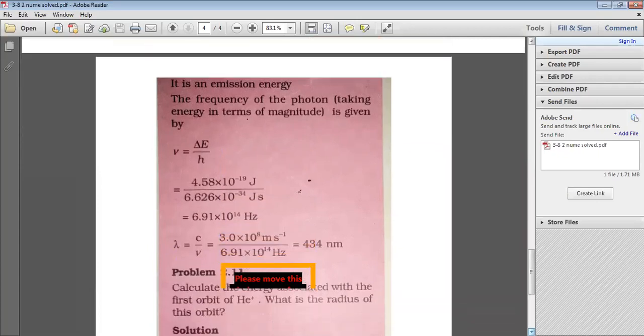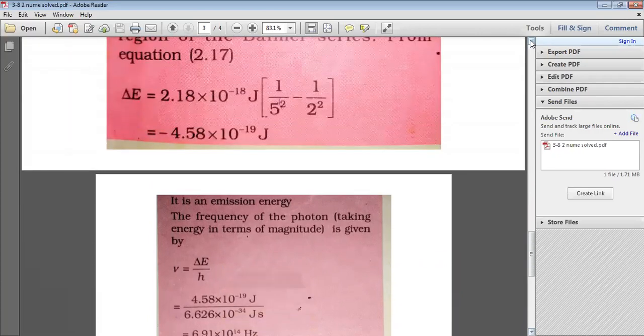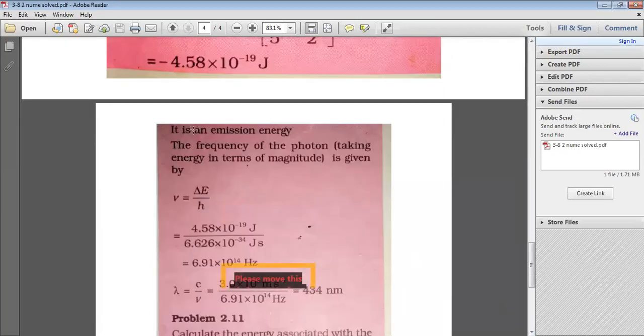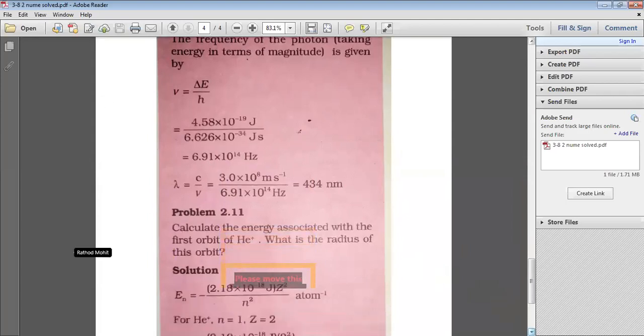It is an emission energy. The frequency of the photon, taking energy in terms of magnitude, is given by nu is equal to delta E upon h. The value for delta E we have calculated, and that value is minus 4.58 into 10 to the power minus 19. So ultimately, delta E value is 4.58 into 10 to the power minus 19. The value for h is equal to 6.626 into 10 to the power minus 34 joule into second, and ultimately we get the answer 6.91 into 10 to the power 14 hertz.